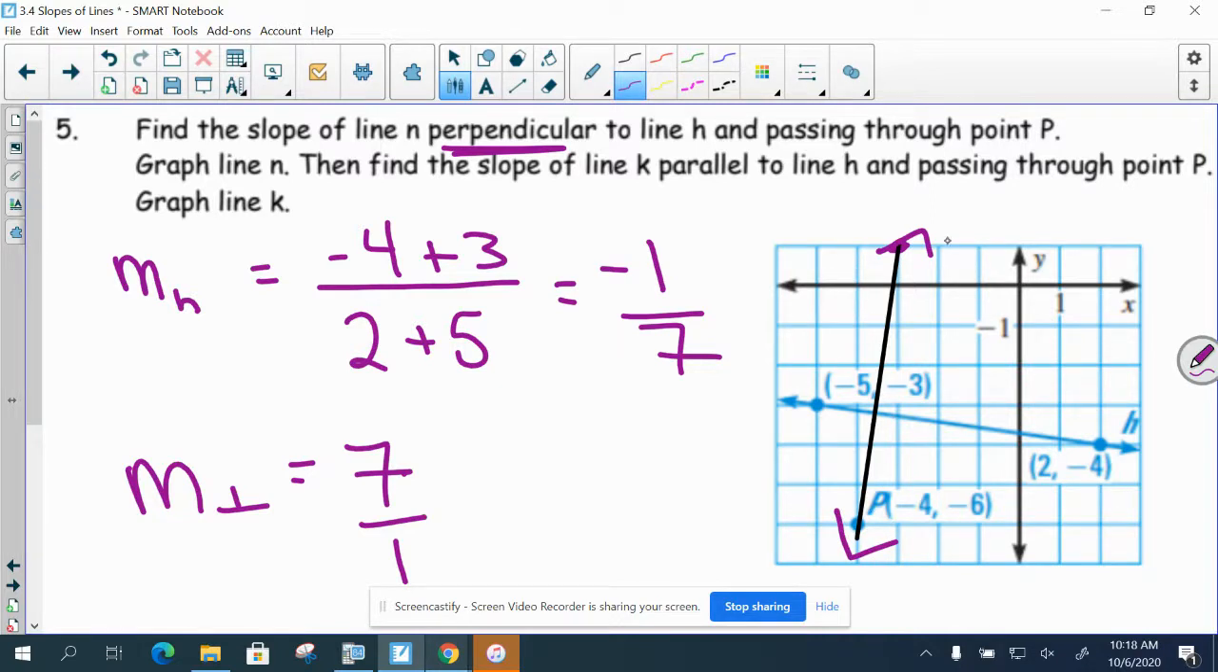Okay, so then this would be line K, and let's give it a label. Is that line K? No, sorry, that's line N is what they wanted us to do. So this is line N, and then find the slope of line K parallel to line H and passing through point P. Here, from point P, we would use the -1/7 slope, so go down 1 over 1, 2, 3, 4, 5, 6, 7.